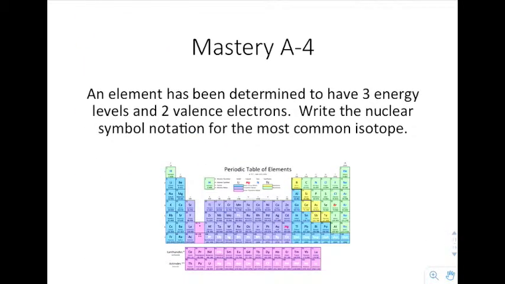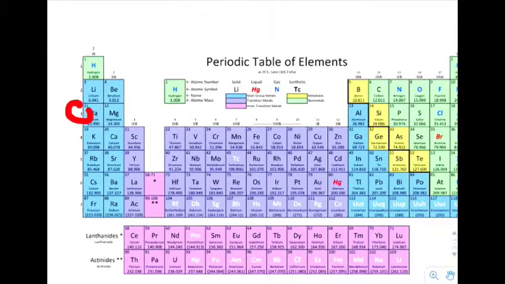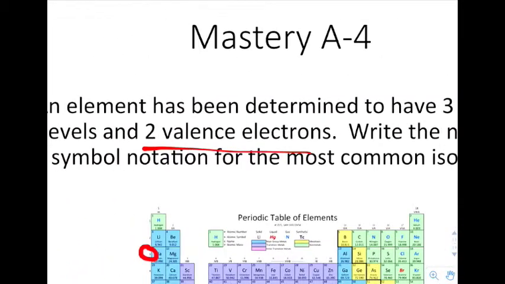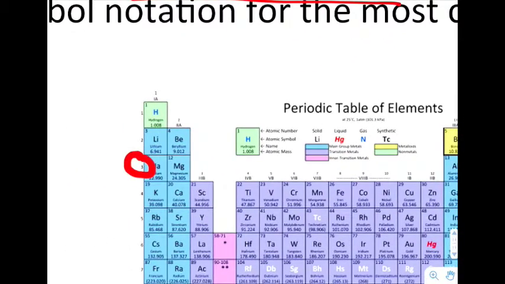It says an element has been determined to have 3 energy levels and 2 valence electrons. Write the nuclear symbol notation for the most common isotope. So if we were to scroll in right here, we know that it has 3 energy levels, and we know that it has 2 valence electrons. So because of that, we know it's going to be in group 2. So that means it's going to be magnesium, and magnesium is 24.